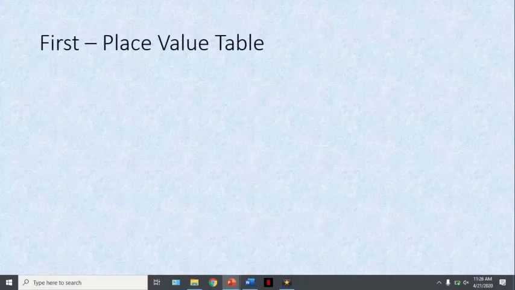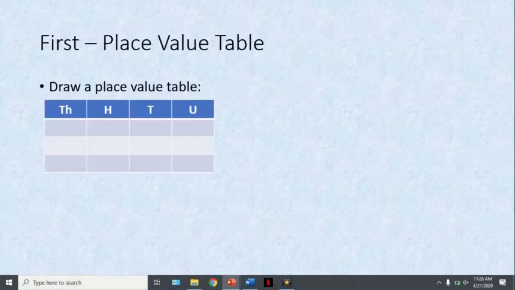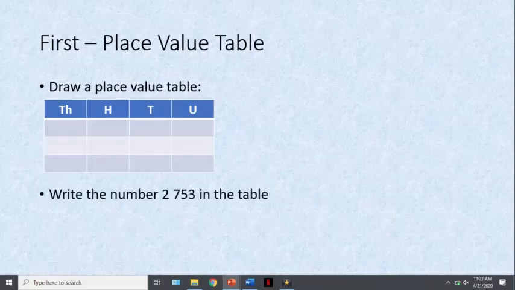Firstly, place value table. Please draw a place value table. Here is a place value table. We have our units, our tens, hundreds, and thousands. Write the number 2,753 in the table.